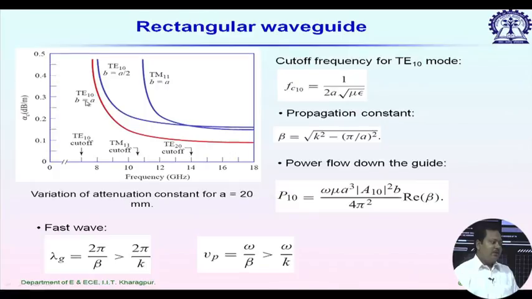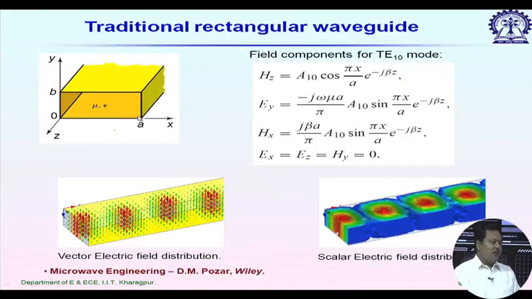For the first case, B is equal to A. That means the broadside dimension is equal to the height of this waveguide. And in the second scenario, we are changing the thickness to half, so B is equal to A by 2. For the first one, the plot of alpha c has a much smaller value compared to what we have for B equal to A by 2. So, A is the broadside dimension, B is the thickness of this rectangular waveguide.